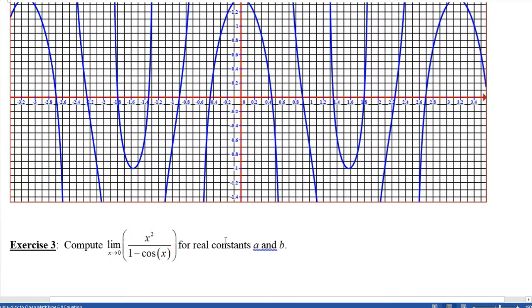All right, compute the limit as x goes to 0 of x squared over 1 minus cosine x. Now again, we may have done this one with some other techniques earlier, but let's use L'Hopital's rule this time. Go ahead and work this out for yourself. Press pause now.